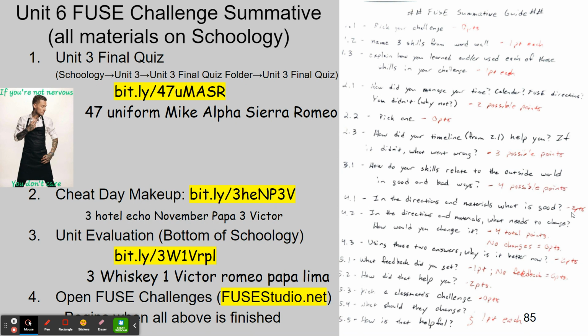3 Hotel Echo, November Papa 3 Victor. The unit evaluation is at the bottom of the Schoology page, or you see it pictured there. 3 Whiskey, 1 Victor, Romeo, Papa, Lima. Unit 3 quiz is, in fact, what you see listed there. 47 uniform, Mike Alpha, Sierra, Romeo.